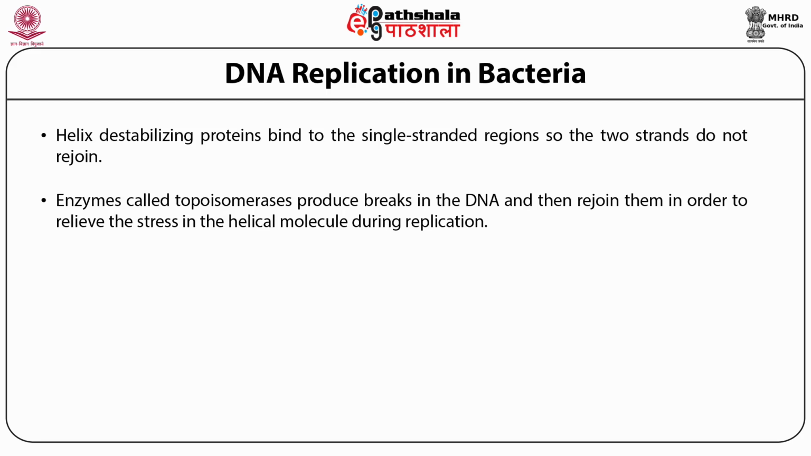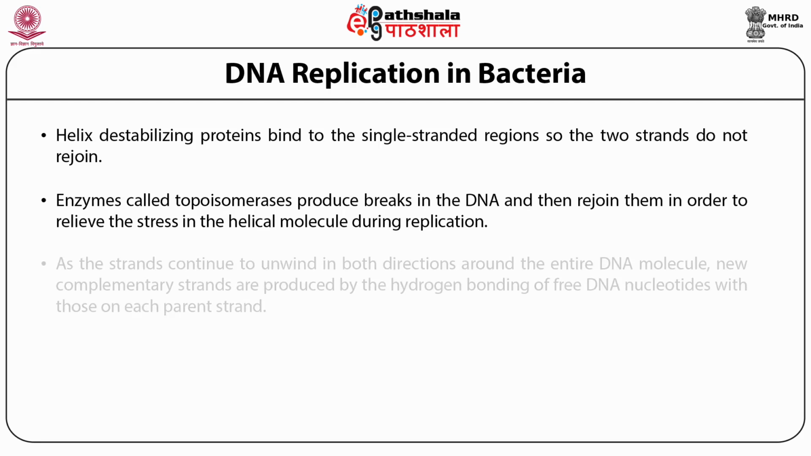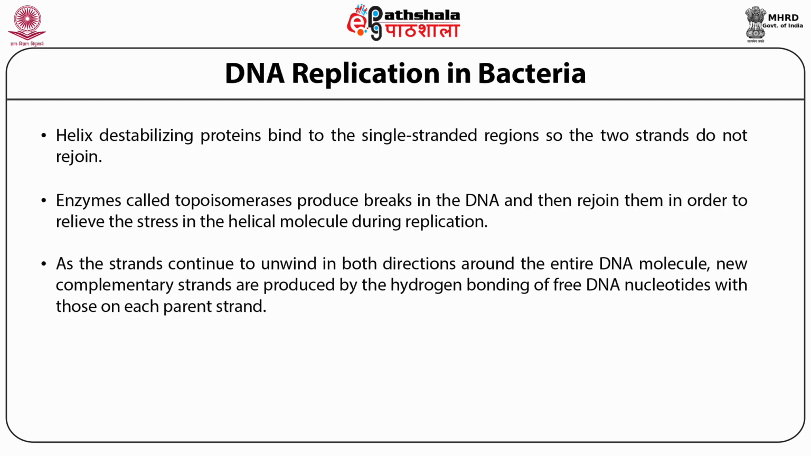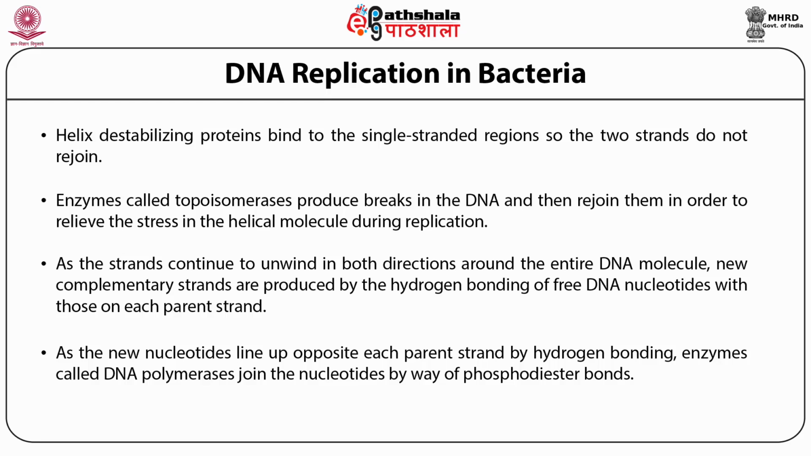Now, as you see from the replication fork, the strands continue to unwind in both directions, and new complementary strands are being produced in both directions of the replication fork by hydrogen bonding of the new incoming DNA nucleotides with those on each of the parent strands. Now, how is this being done? As the double-stranded DNA is separated into single-stranded moieties, incoming complementary dNTPs come and line up against the parent strand.